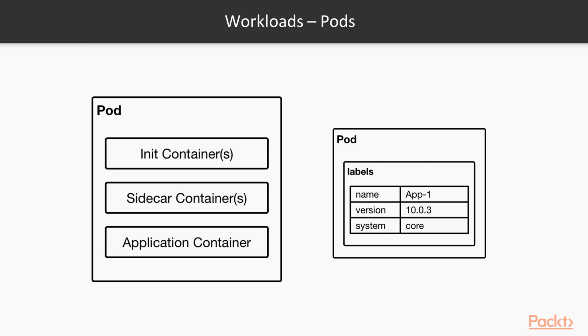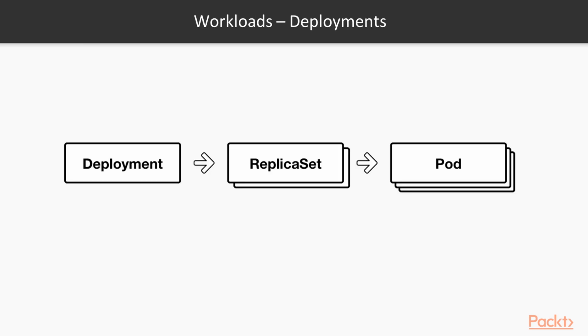As we can see from the diagram on the right, pods have labels. As we showed previously, a label is a name value pair, and it's used to identify a pod or a set of pods, and then some other resource can use it to select this set of pods. So moving on, we come to deployments.